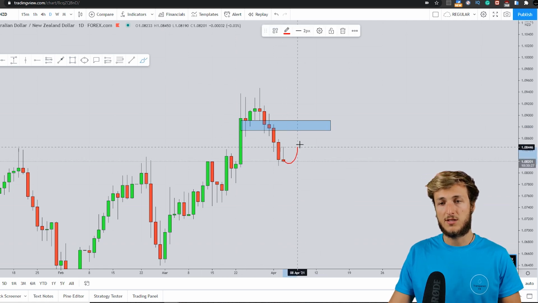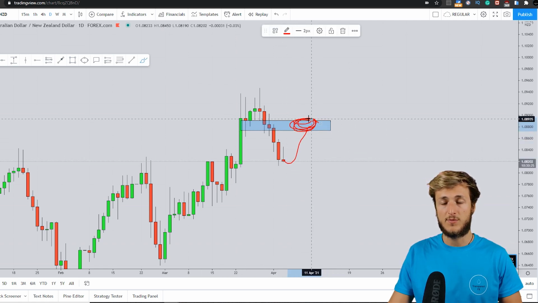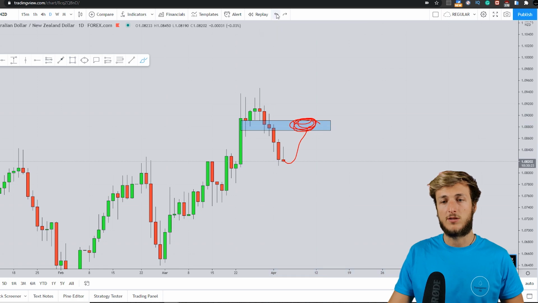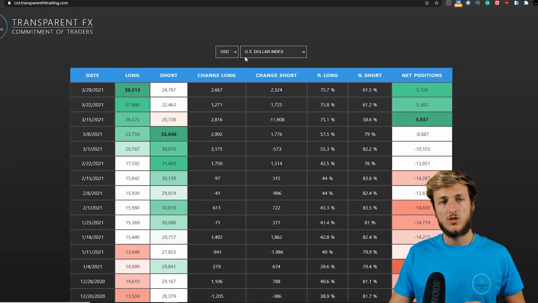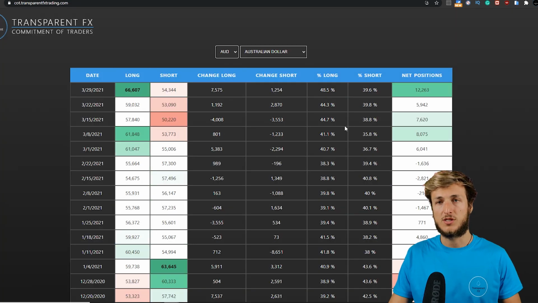So what we expect is for this market to provide a nice move to the upside and basically complete the pattern at this level. Now, if we go and see what we have from a COT perspective, so commitment of traders, which is what hedge funds are currently doing in the market, what do we see now? On the AUD, we can see that with the last reports, hedge funds have been increasing their net positions on the AUD. In fact, we went from having 5.9k net positions all the way up to having 12.2k net positions.